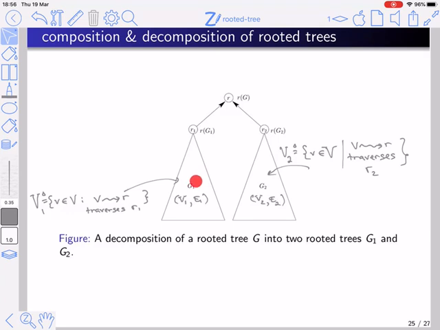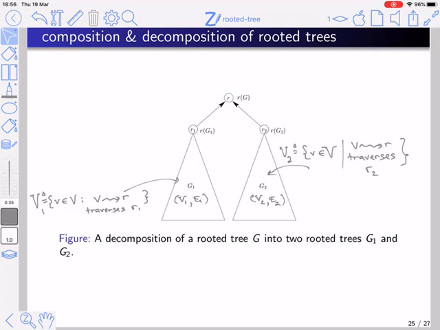Therefore, G1 is a rooted tree, and G2 is a rooted tree, and G1 is rooted in R1, and G2 is rooted in R2. To summarize, our decomposition takes a rooted tree and decomposes it into subtrees. Each such subtree is rooted at a node from which we have an edge to the original root of our rooted tree.